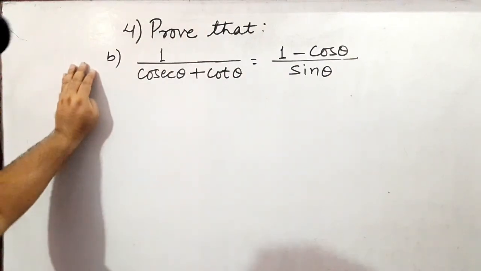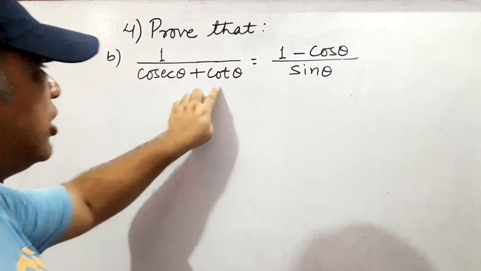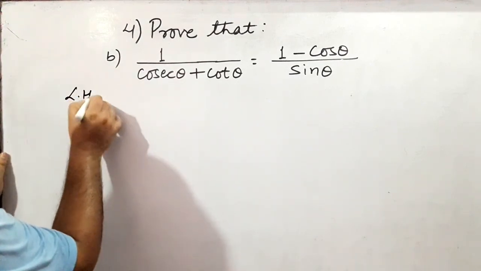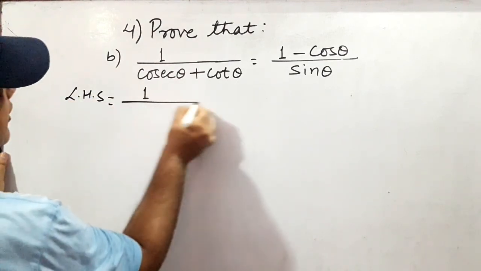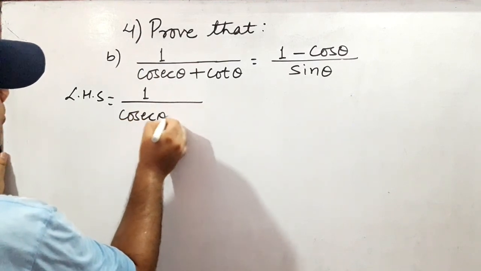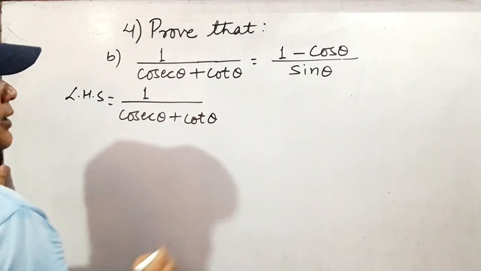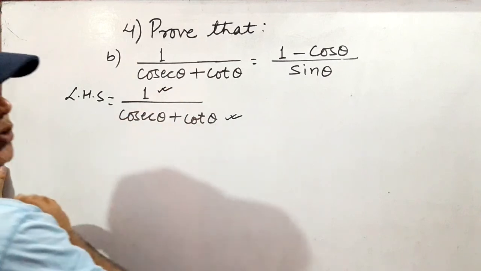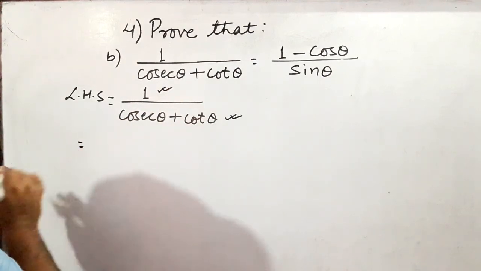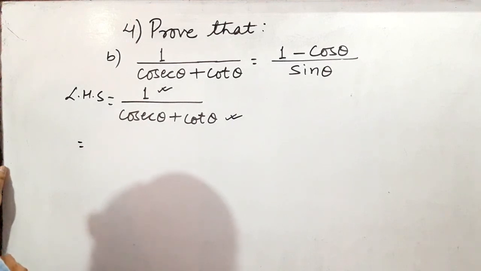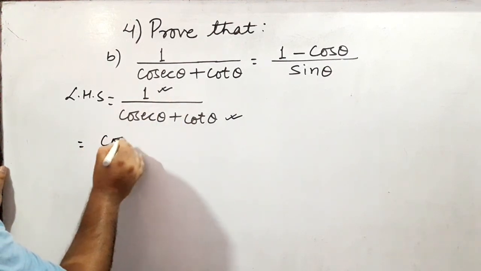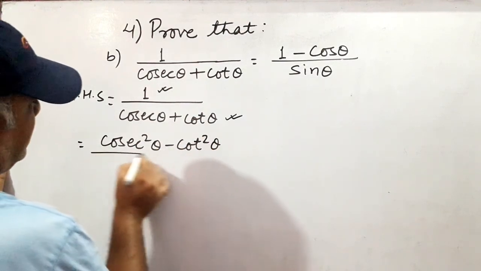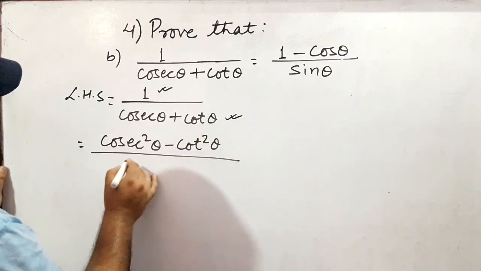Let's see the next question. It is similar to the previous one. 1 by cosec theta plus cot theta equals 1 minus cos theta by sin theta. Taking left hand side, we have 1 by cosec theta plus cot theta. Let's say in the denominator we have cosec theta plus cot theta. So we can write this 1 as cosec square theta minus cot square theta, since cosec square theta minus cot square theta would be equal to 1. So 1 is equal to cosec square theta minus cot square theta by cosec theta plus cot theta.